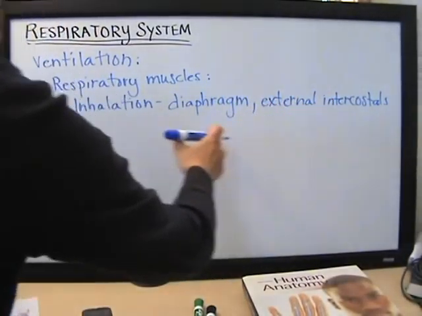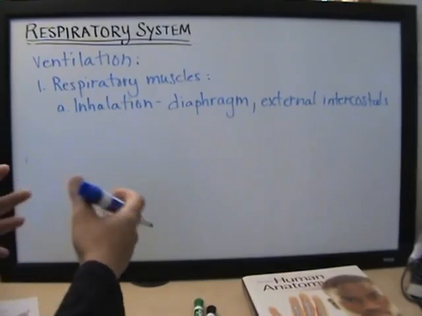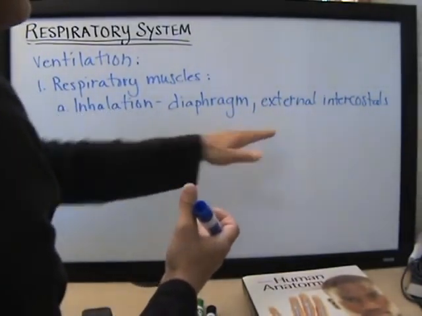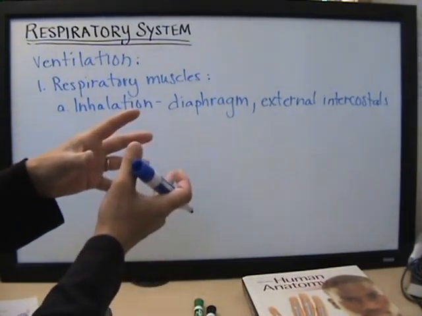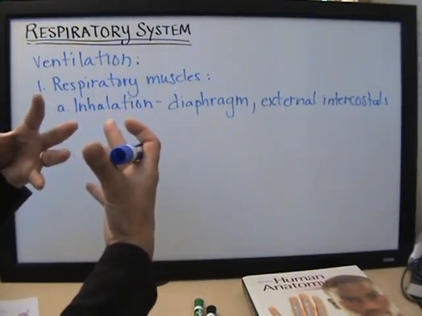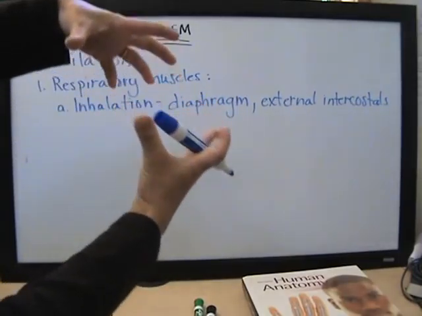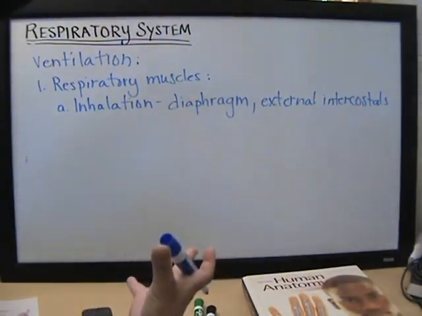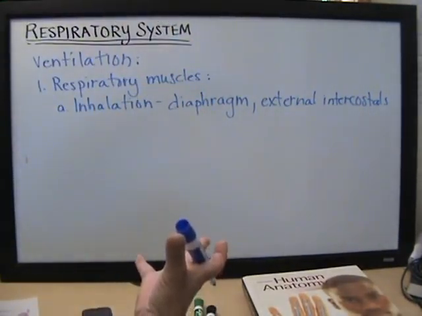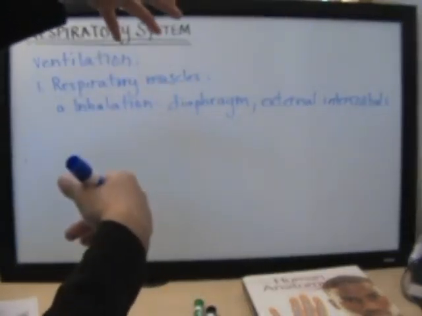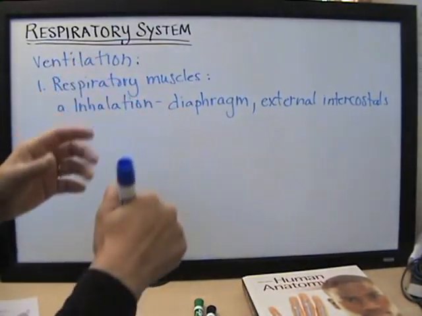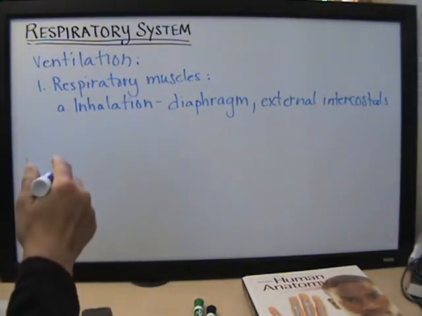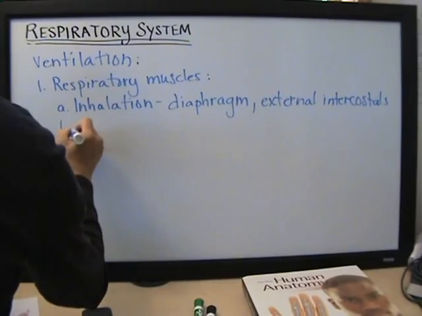So the external ones and the diaphragm, when you inhale, these muscles contract and the diaphragm lowers. The external intercostals cause your chest cavity to expand, and what you're doing is you're creating a bigger volume. You're making your chest cavity bigger, which decreases the pressure, and that causes you to suck air into your lungs.